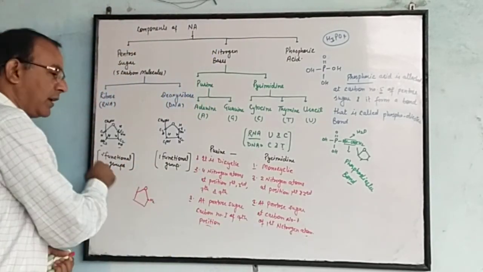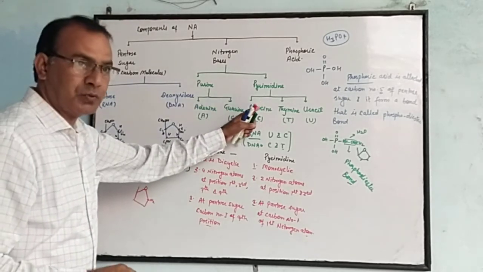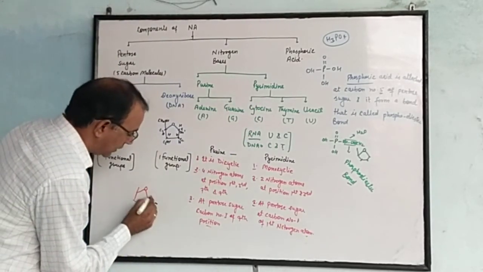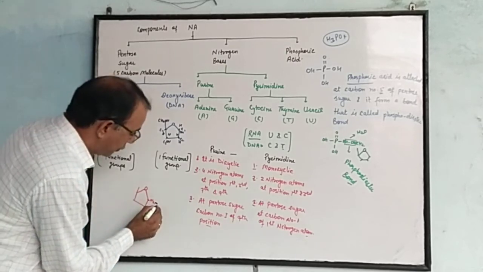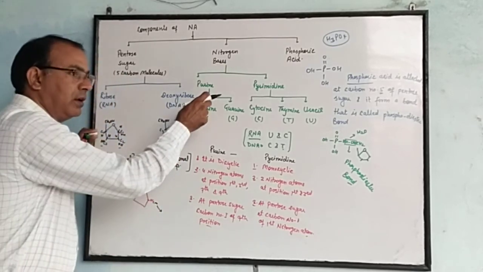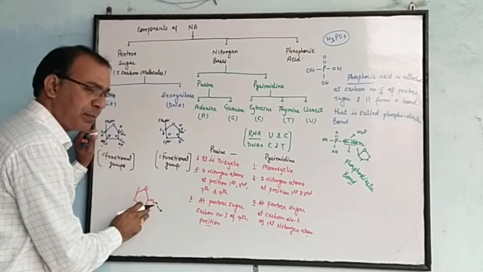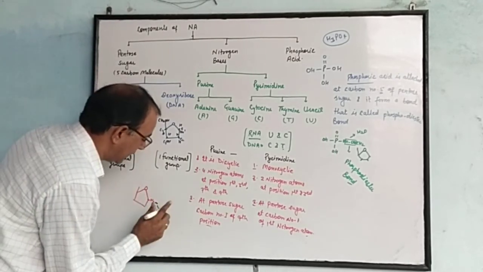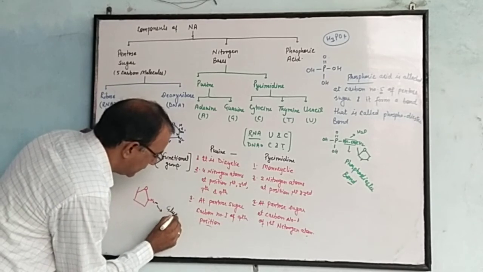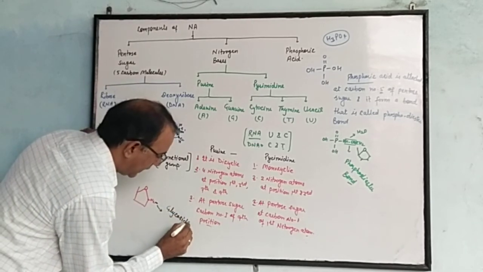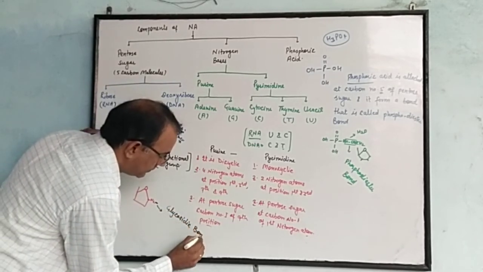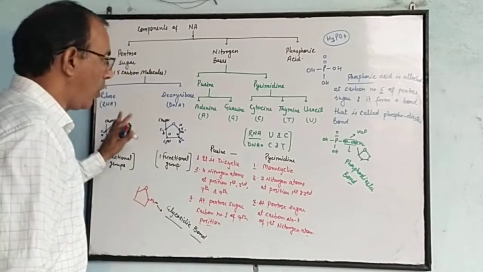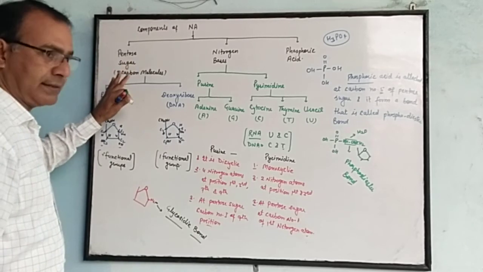And at carbon number 1, the nitrogen base is attached, and this bond is formed. Due to the attachment of the nitrogen base at carbon number 1, one bond is also formed, and that bond is known as a glycosidic bond. These are the components of nucleic acid.